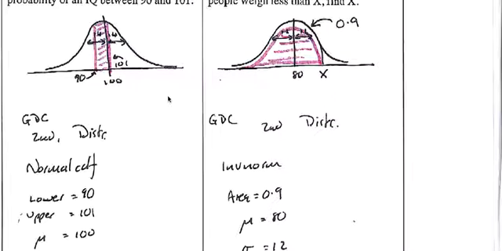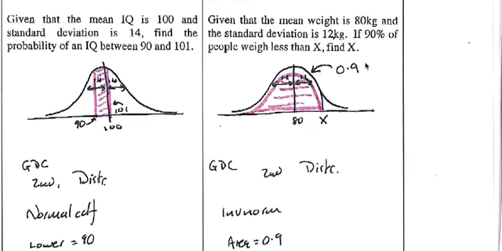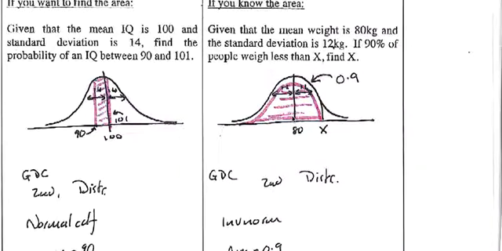So that's if you want to find the area. If you're given the area, so you're given the probability. So in this case, I've been given that the mean is 80, the standard deviation is 12, so I've been told about the distribution, and I want to find the value so that 90% of people are less than that value. So maybe this is a medical statistic and you're defining as obese or overweight everybody who's in the top 10% of the population by weight, for example, and you want to find out where that threshold is.